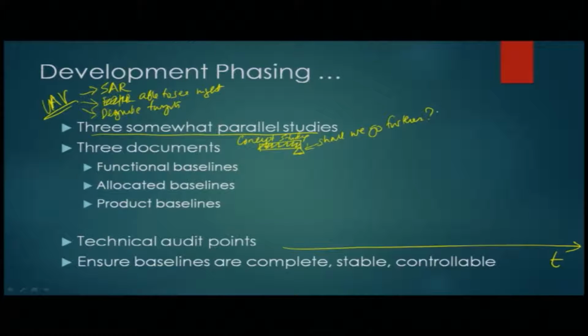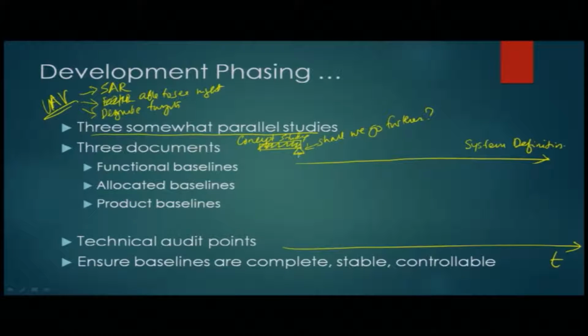And if the answer is yes, and we think that there are enough capabilities within the system to do it, then you start the first phase of the development phasing, or the systems engineering process associated with development phasing, which in the end will result in what we call a system definition. This system definition is actually called the functional baseline.